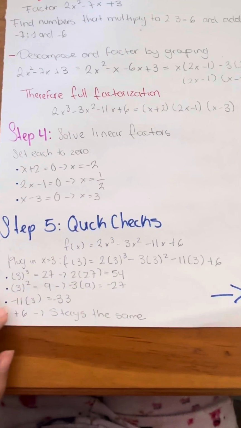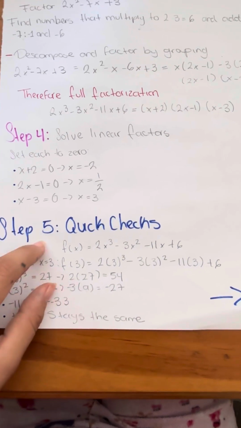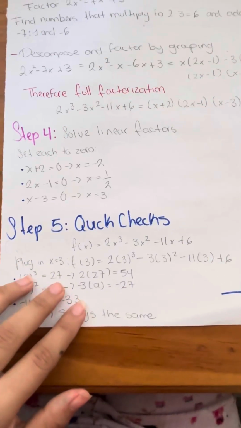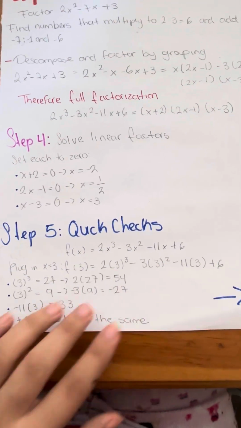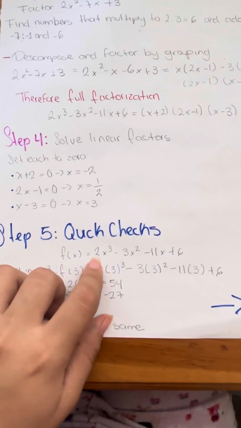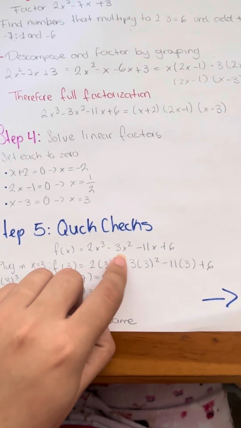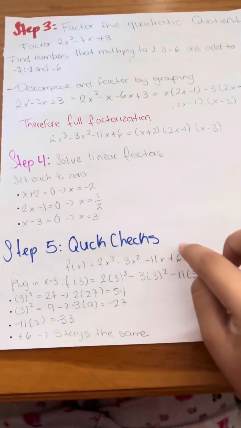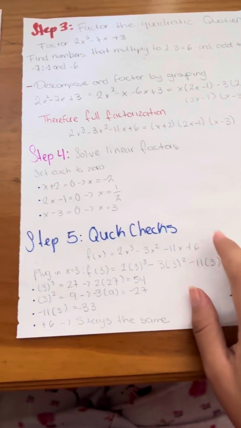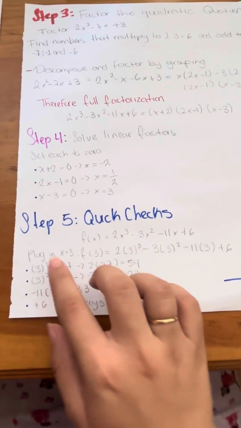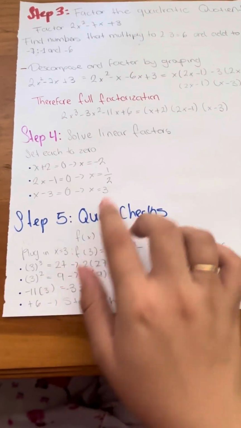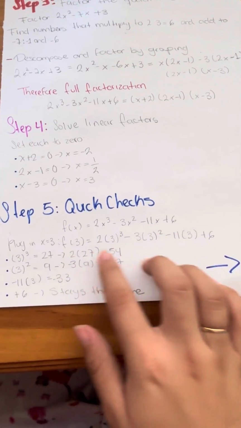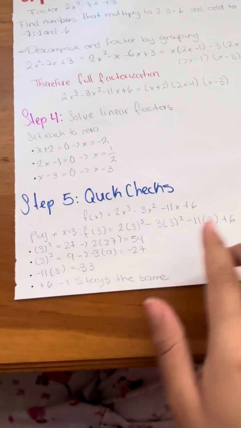Now for the final step, well, this is step 5, which is the final step. We're gonna do the quick check. So it will be f of x equals 2x to the third power minus 3x to the second power minus 11x plus 6, which was the initial problem that we had, and we're gonna plug in number 3. We're gonna pick this one. So we plug in number 3, and we're gonna solve each one.